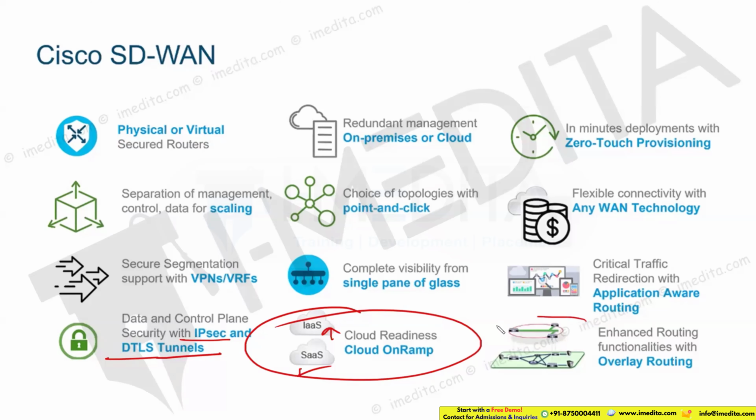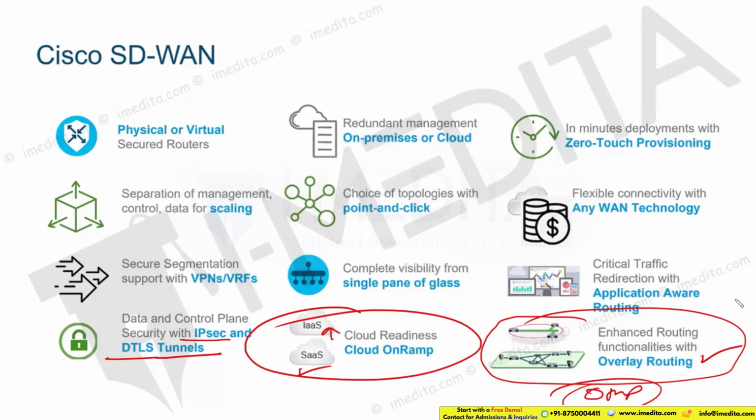For overlay routing, they have a Cisco proprietary protocol called Overlay Management Protocol, OMP. So OMP stands for Overlay Management Protocol. That's a Cisco proprietary protocol that will be used for enhanced routing functionalities with overlay routing. If you want to perform overlay routing, then the only protocol that will be supported is OMP, and that has some enhanced routing functionalities.